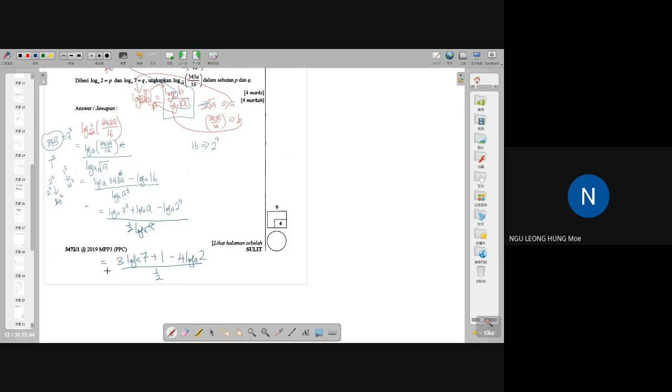Boleh. So saya sambung. 3 log A 7, log A 7 is Q. So 3Q plus 1 minus 4 log A 2 ialah P, 4P. Over 1 over 2. Over 1 over 2 is actually times 2. Okay? So that means 6Q plus 2 minus 8P. Itulah jawapan. Okay, Syria? Boleh faham tak? Boleh ya? Okay, bagus. Any more questions?